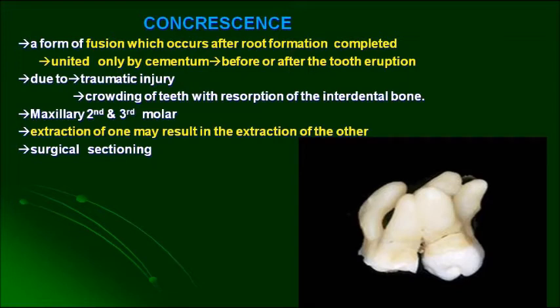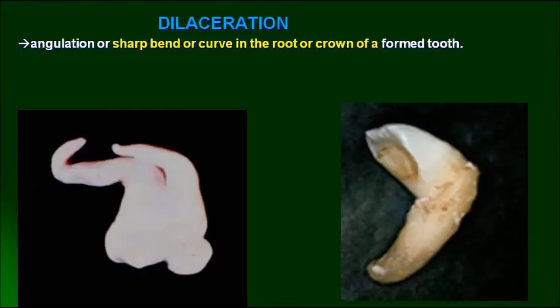So what is the clinical significance? When you look clinically within the oral cavity of the patient, you cannot see this fusion, isn't it? Because the crowns are not fused. But when you attempt an extraction of one tooth, it will result in the extraction of the other tooth also. If you don't take a radiograph, you don't understand whether they are fused or not. So that is the clinical implication of concrescence. So just remember this point: in concrescence, the fusion occurs after root formation is completed and the teeth are united only by the cementum. Okay, understood?